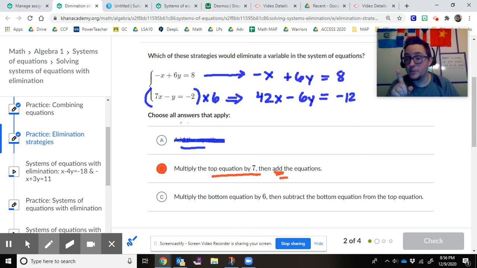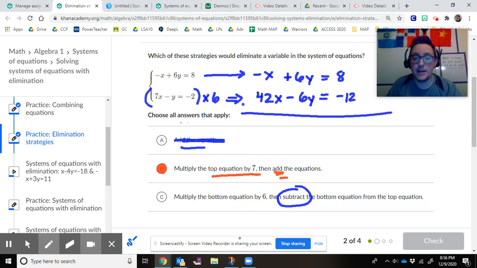Now you got to be very careful with this one because this says subtract the bottom equation from the top one. If it said add, then we'd be good because if I add these, 6y and negative 6y would cancel. If I subtract these right now, negative x minus 42x would be negative 43x. 6y minus a negative 6y would actually be 12y. And then 8 minus negative 12 would be 20. So if I subtract, like it asks, nothing's going to eliminate. So this one is just B, not A or C.